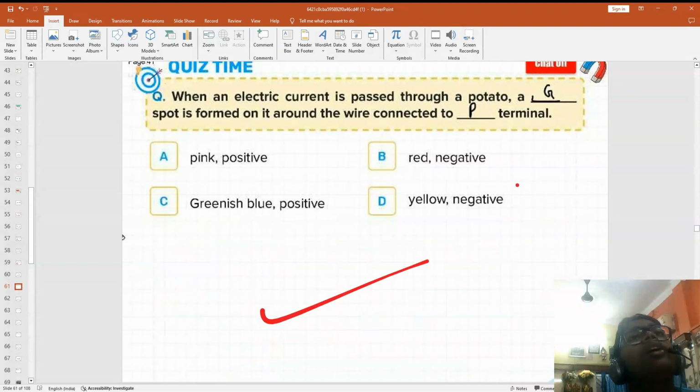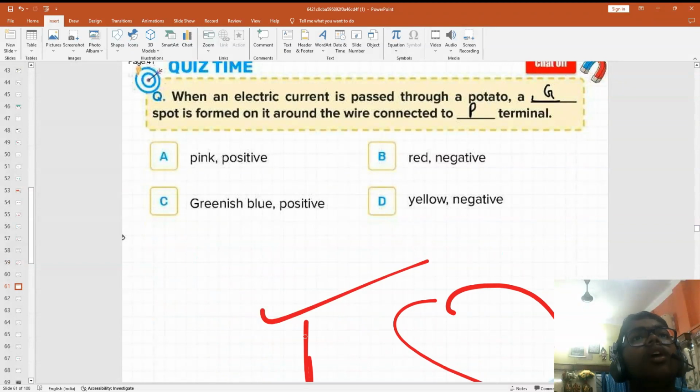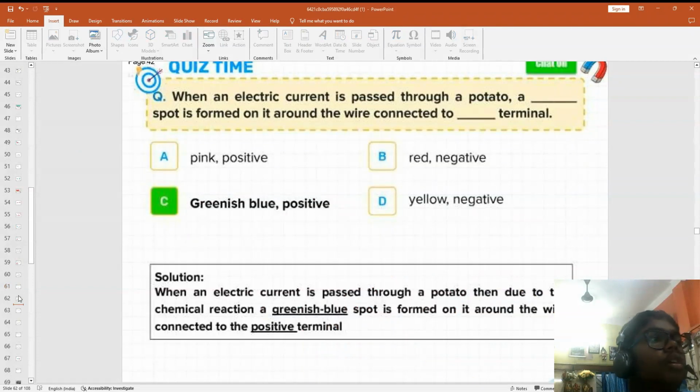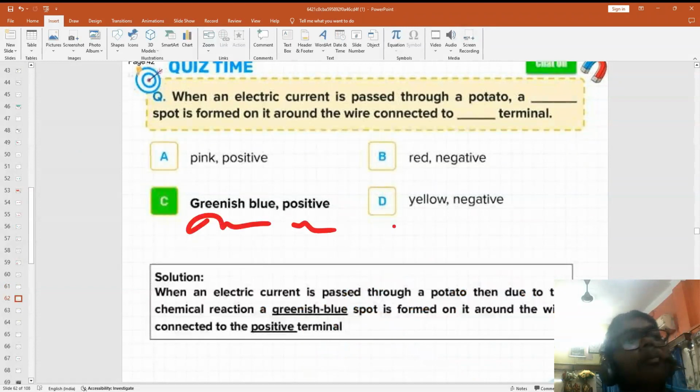When electric current is passed through potato, a spot is formed around the dash terminal. Which terminal, and what color? The spot will be greenish blue. Greenish blue and positive. Why? You know, on the positive side it will be there. Why on the negative side?